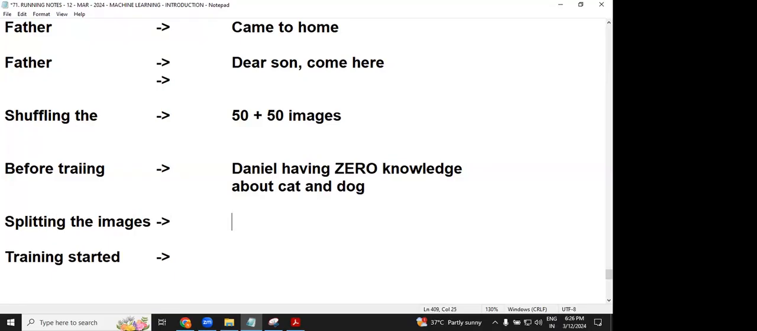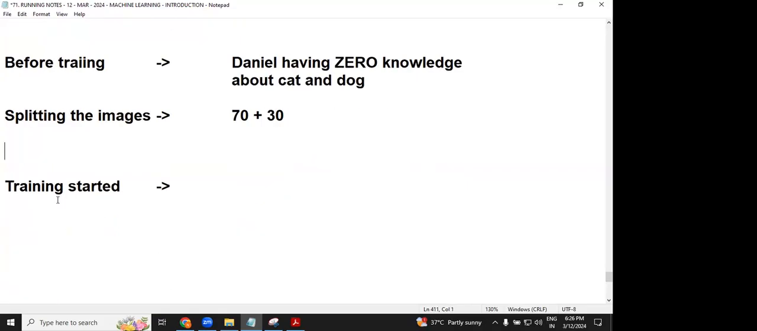After he shuffled the data, he split the images into 70 images plus 30 images. How many images did he split? 70 plus 30. For training, he wanted to give 70 images. What about the 30? Super, sir. You got it.